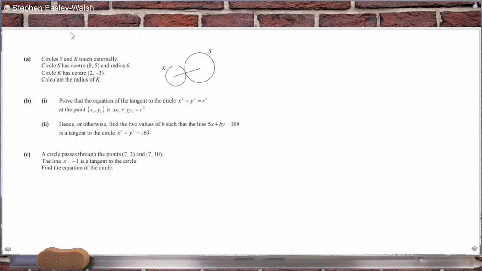So we should first calculate the total distance between the centers, which is the square root of 6 squared plus 8 squared. Well, that's convenient. That's the square root of 100, so that's 10. That kind of answers our question. If this has a radius of 6, then the radius of the smaller circle has to be 4, because the total distance from here to here is 10. So that's pretty straightforward.